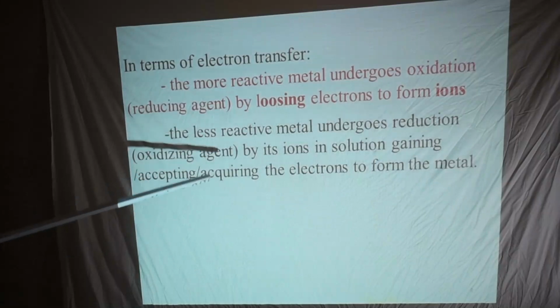Now, the less reactive metal undergoes reduction. Why? Because in its solution it is an ion, and therefore the ion will now go out. It becomes an atom. Okay?